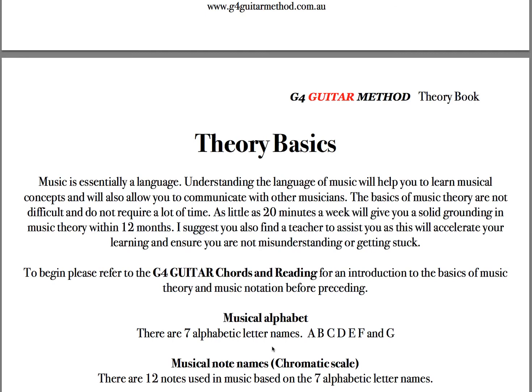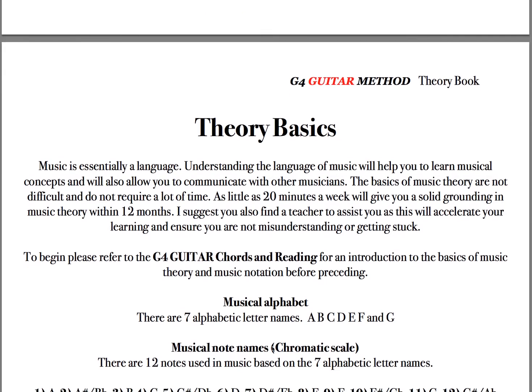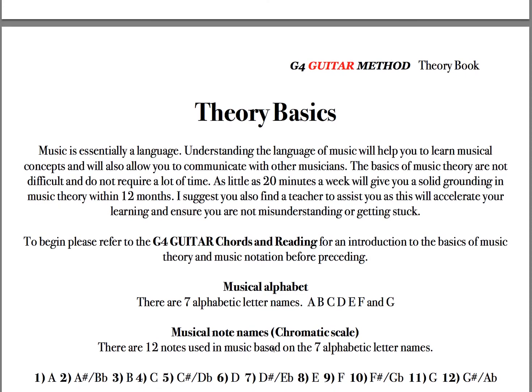Okay, the next thing to know is what we call the musical note names, or the chromatic scale. There are 12 notes. Now this can be confusing for some people, because when we look at the 12 notes, we have the A, B, C, D, E, F, G there, but in some cases we have an A sharp or a C sharp or a D sharp, but we don't have a B sharp or an E sharp.